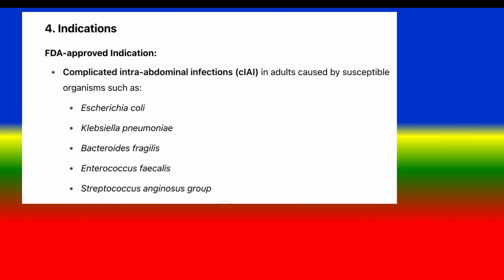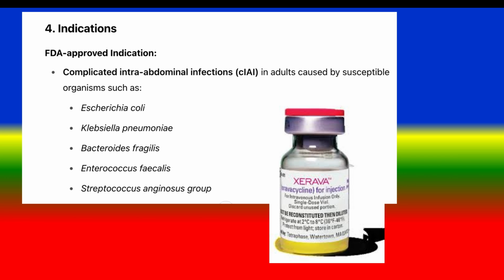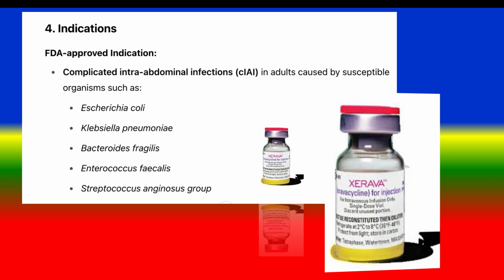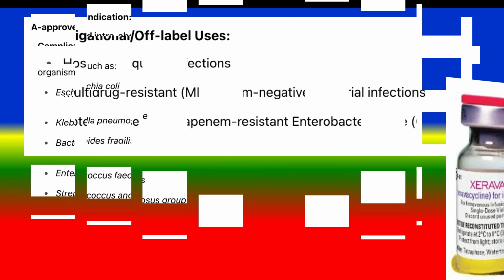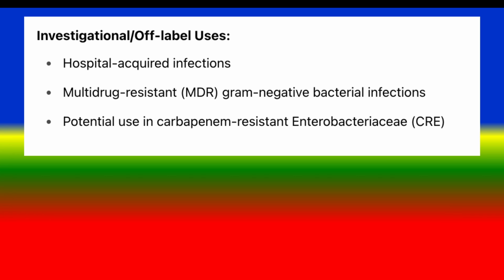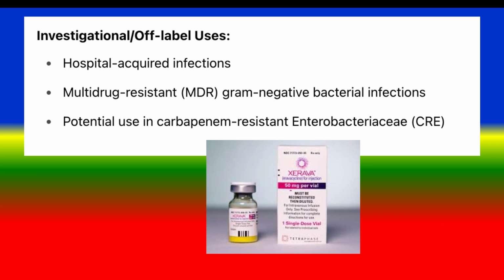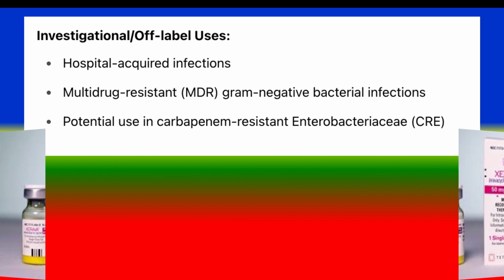Now for indications. FDA-approved indication: complicated intra-abdominal infections, CIAI, in adults caused by susceptible organisms such as Escherichia coli, Klebsiella pneumoniae, Bacteroides fragilis, Enterococcus faecalis, Streptococcus anginosus group. Investigational off-label uses: hospital-acquired infections, multidrug-resistant, MDR, gram-negative bacterial infections, potential use in carbapenem-resistant Enterobacteriaceae.